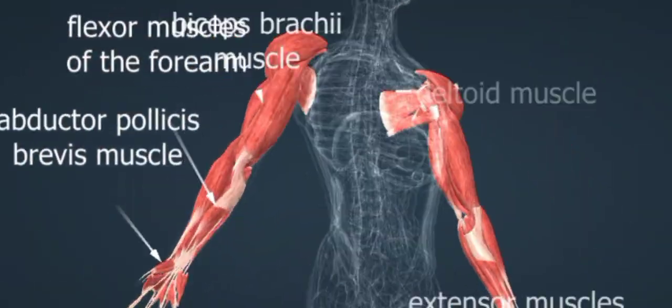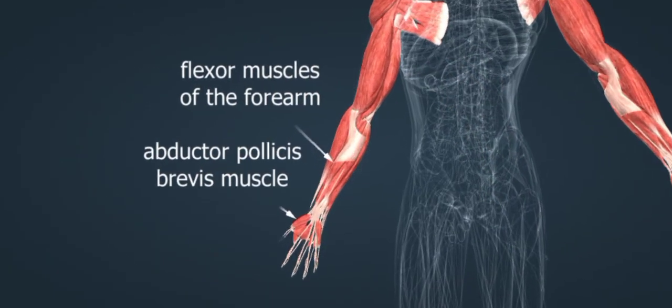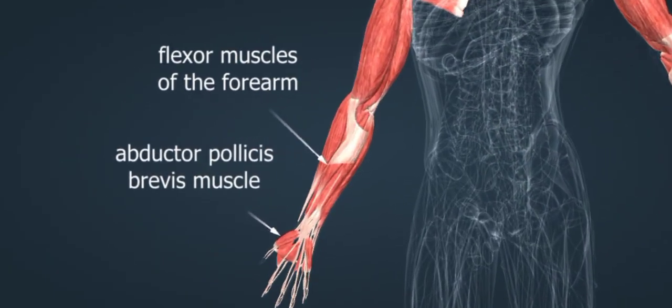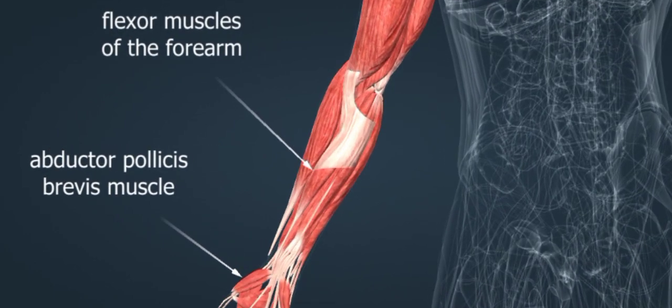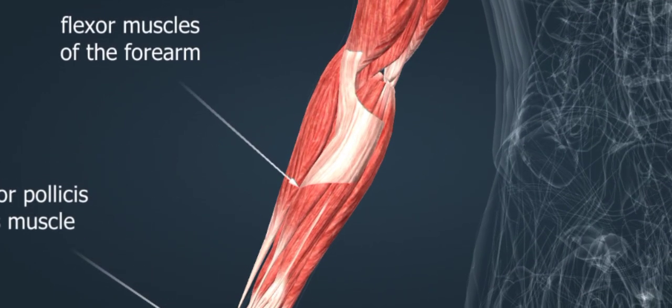The flexor muscles of the forearm are a group of muscles located on the anterior side of the forearm. These muscles are primarily responsible for flexing the fingers and the wrist, meaning they allow you to bend your wrist and close your fingers into a fist.